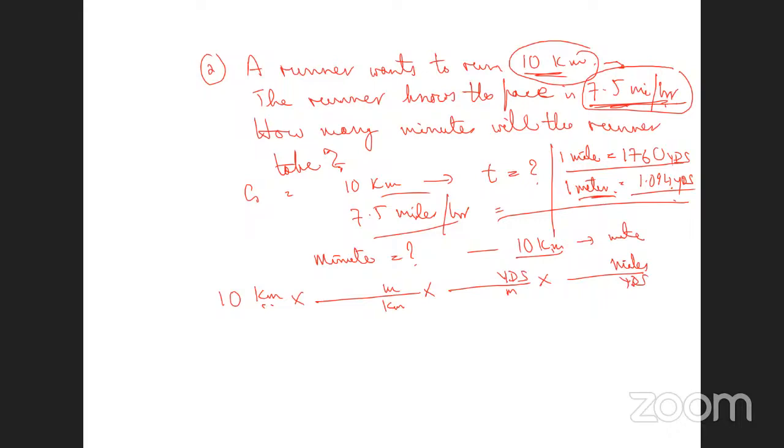So let's fill this in. 1000 meters is 1 kilometer. 1 meter means 1.094 yards. 1 mile means 1760 yards. So what I'm trying to do is convert 10 kilometers to miles. Right, let me do that first. You should do it with me. You should write it down.